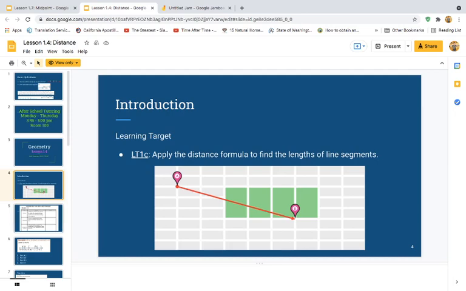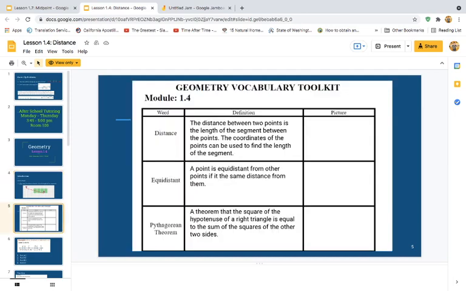And then let's go to the vocab terms for the day. There's only 3: distance, equidistant, and Pythagorean theorem. Now with equidistant, we do have it listed here, but this really goes with the next lesson more. Lesson 1.7, midpoint, which is next, deals with equidistant a little bit more. So we're not going to deal with that one so much today. We'll just talk about distance and the Pythagorean theorem.